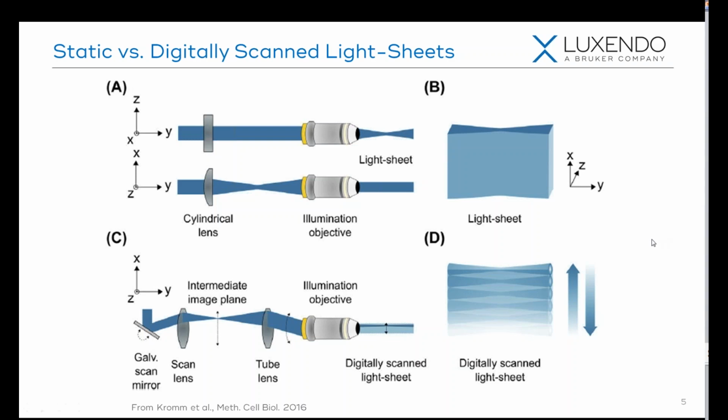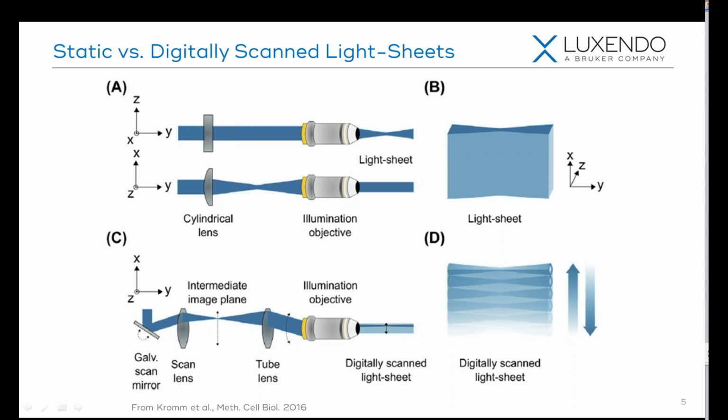The other way of doing this is by taking a point source laser, as down in C, adding some electronics with a galvanometer mirror and a scan lens, and then digitally scanning this up and down to create a virtual light sheet, essentially scanning this faster than the camera can integrate.